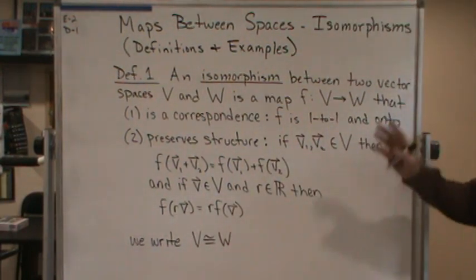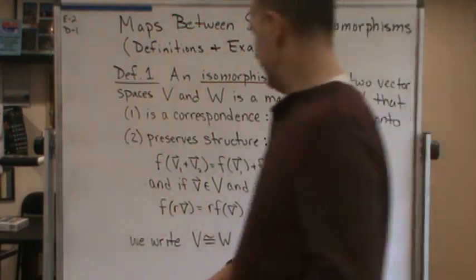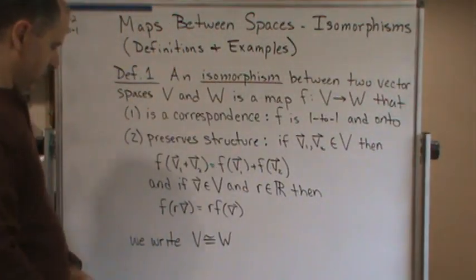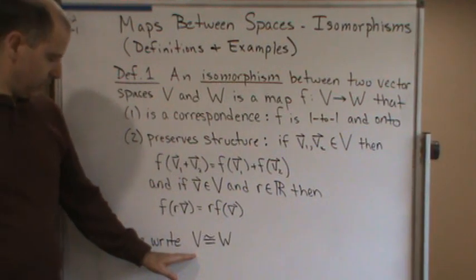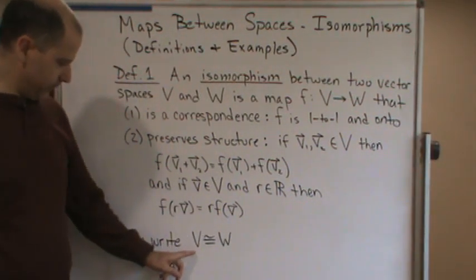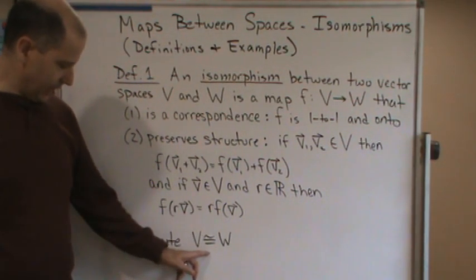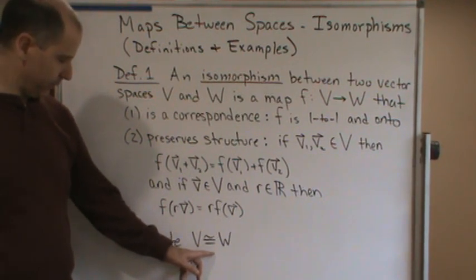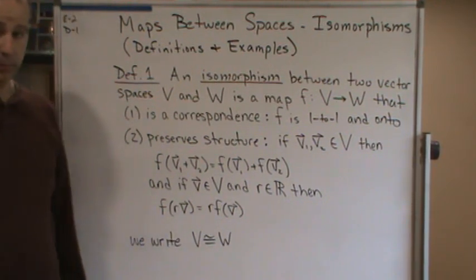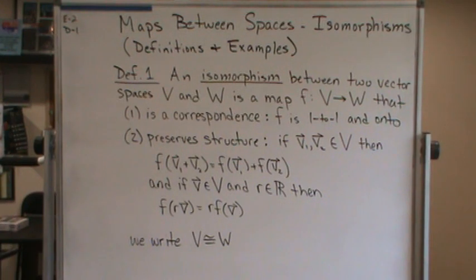Now, if this exists, then the way we denote it is using this symbolism. V is isomorphic to W. Okay? So we say V is isomorphic to W.